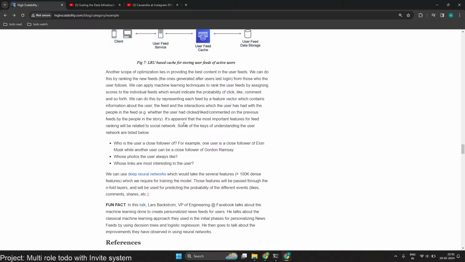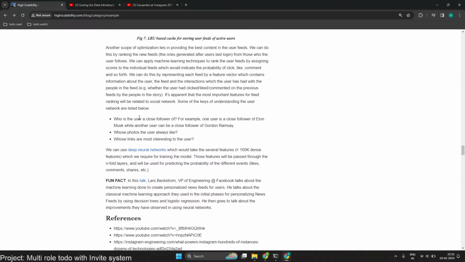The most important feature of feed ranking will be related to social networks. Some of the key data relates to the user's close followers. For example, there are close followers of Elon Musk, but another user has close followers of Gordon. Whose photo the user always likes, whose links are most interesting to the user.